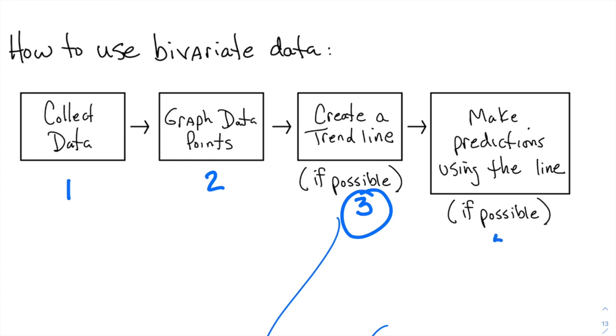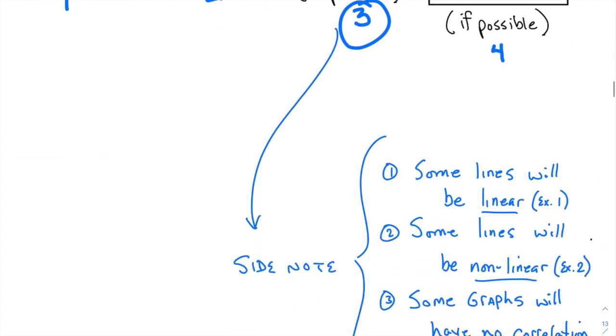And then the fourth step would be use that trend line, not the data. This is key. You use the data to make the graph. You use the graph to make the trend line. And then you use the trend line only. At that point, you could throw the data out. You use the trend line to make the prediction. So, key component there.